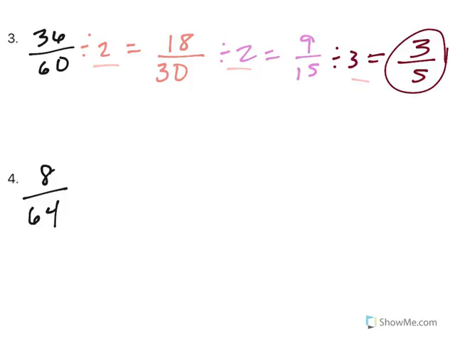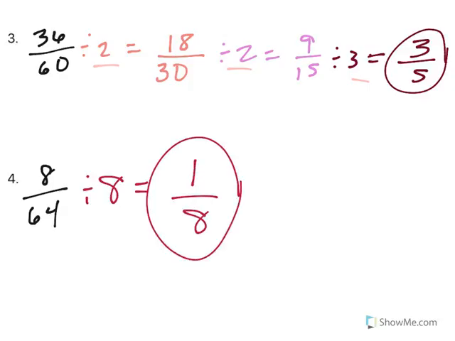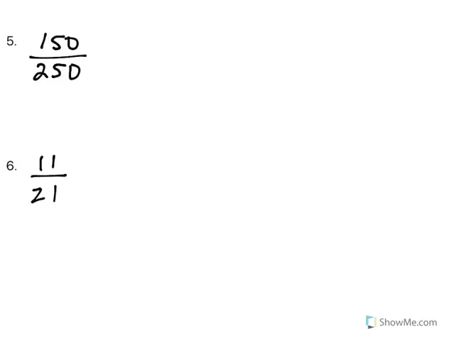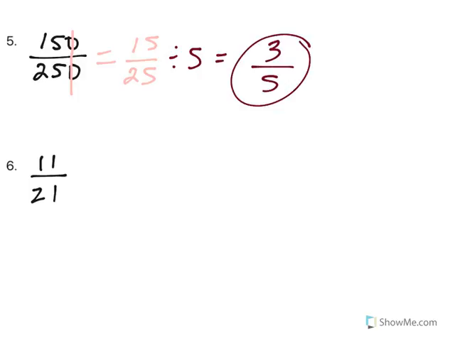In number 4, I have 8 and 64. Well, I see quickly, I know that 8 goes into 64. So I can divide the top and the bottom by 8. In the numerator, 8 divided by 8 is 1. 64 divided by 8 is 8. So that reduces to 1/8. In number 5, I have 150 over 250. Now, if you have two numbers that end in 0, dividing by 10 will automatically make the zeros go away. So I'm really dealing with 15 over 25 after I cross off the zeros. I can divide each by 5, and I end up with 3/5.